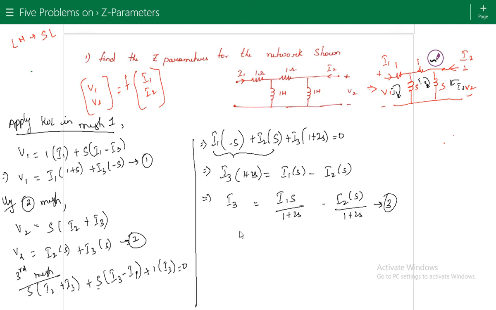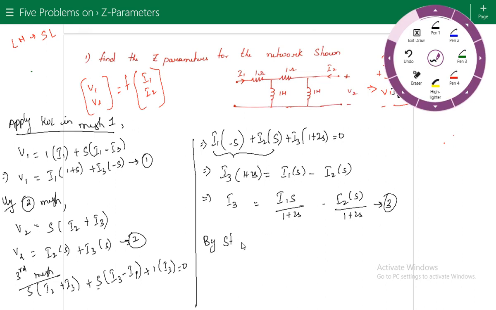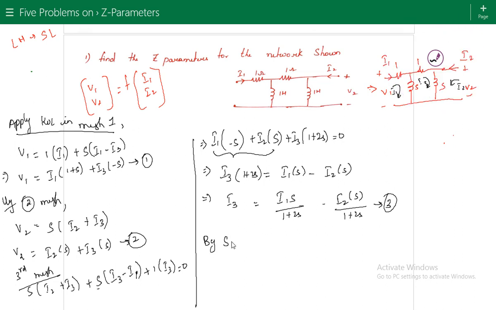Now what I have to do, by substituting 3 in 1. So what I will get, what I am doing, I am removing this I3, I am writing I3 in terms of I1 and I2, so that I can remove my I3 and further I can find the value of Z11 and Z12.